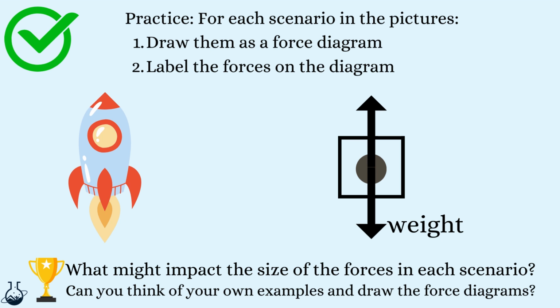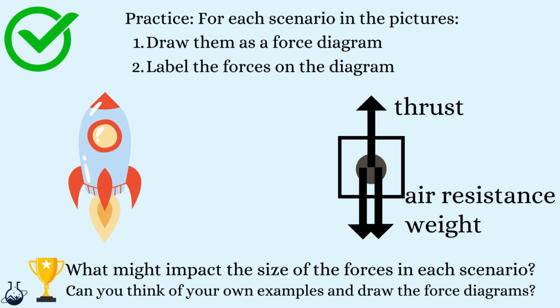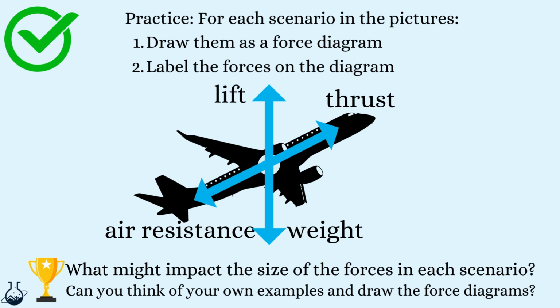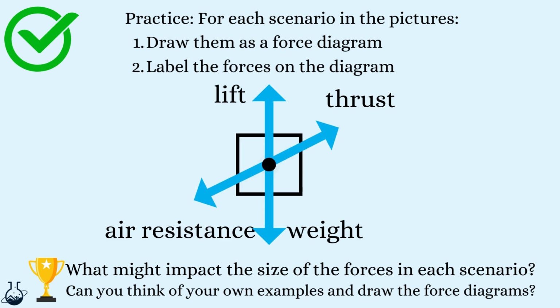A rocket still has the force of weight due to gravity as it launches. And as it launches, we have a thrust force. But as long as it's in the Earth's atmosphere, we still have air resistance acting against the direction of thrust. Your plane also has thrust and air resistance, just acting in a slightly different way. It also has weight, but now there is a force called lift, lifting the plane up. Simplifying this diagram should look like this.